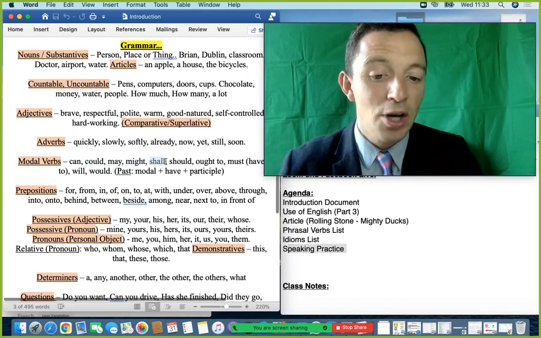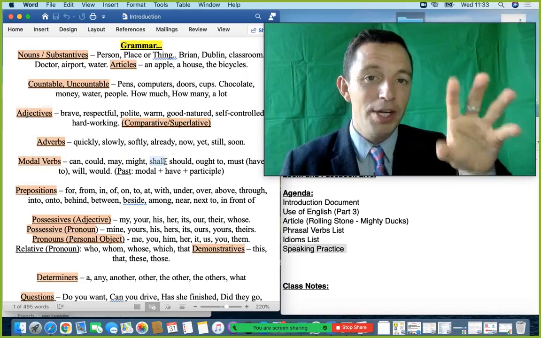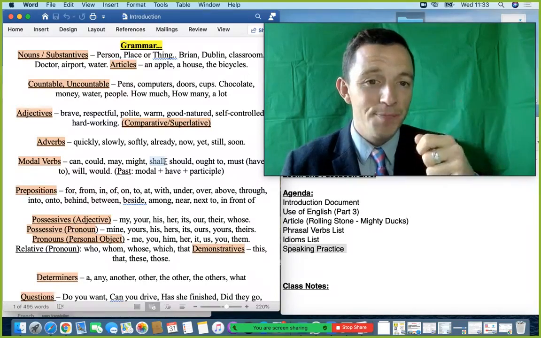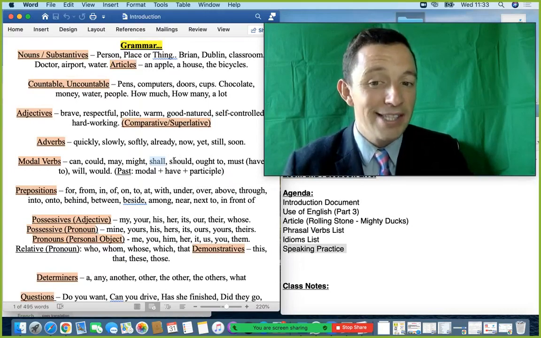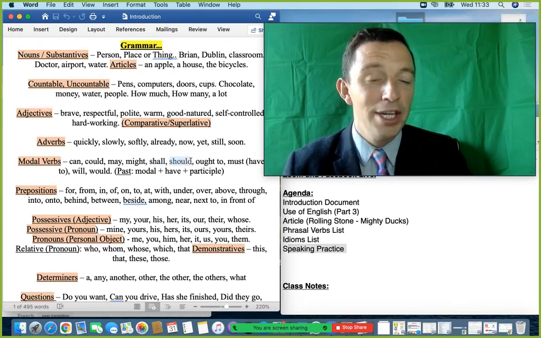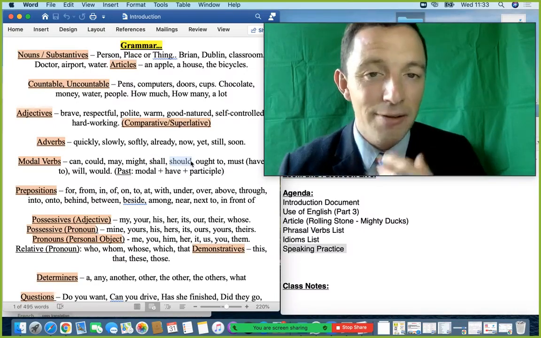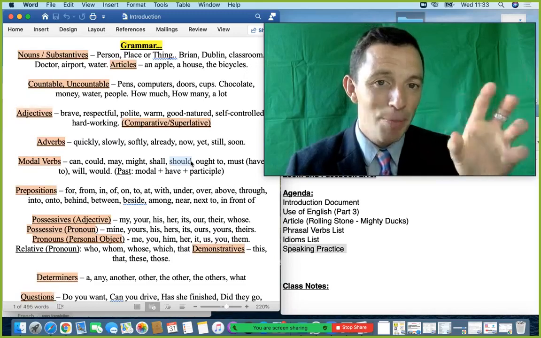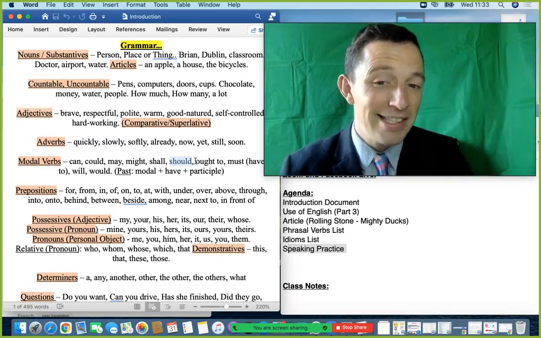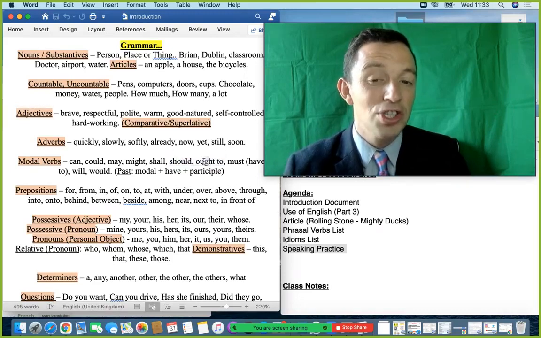Shall is almost the same as will. Shall we watch the match? Shall we go to the city? It's a question. It's a little formal, maybe a little old English, but it's still very, very common. Should is typical for advice and recommendation. So my advice for you: you should read this book. You should study this topic. You ought to study this topic. So these two have the same significance. The gh is just silent. You should and you ought to.